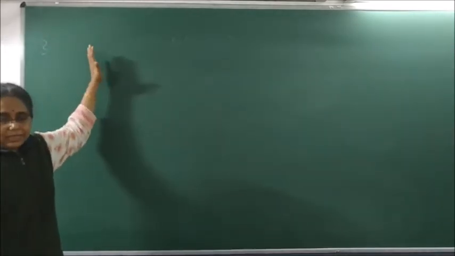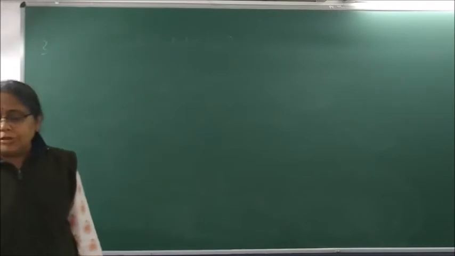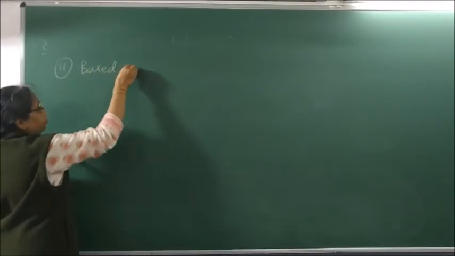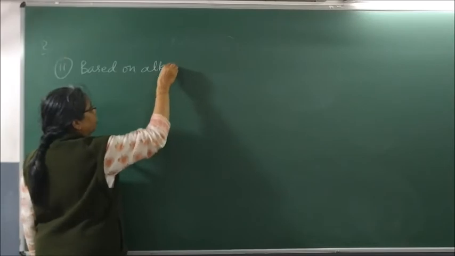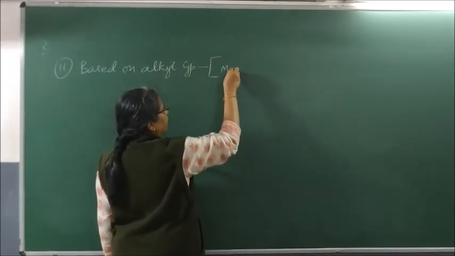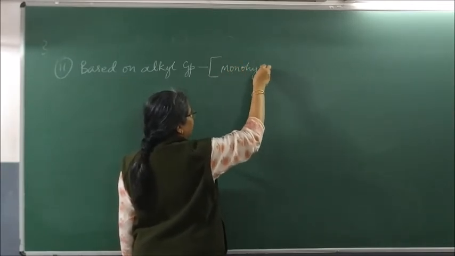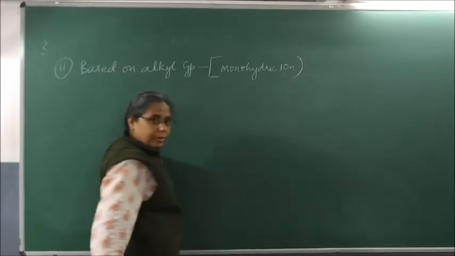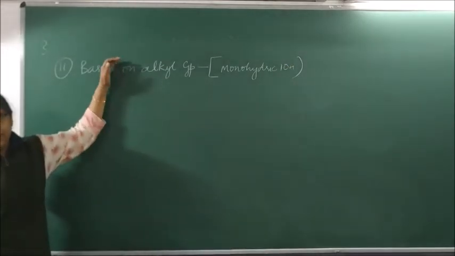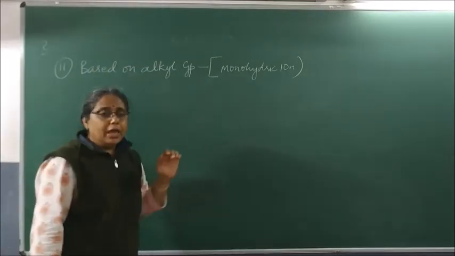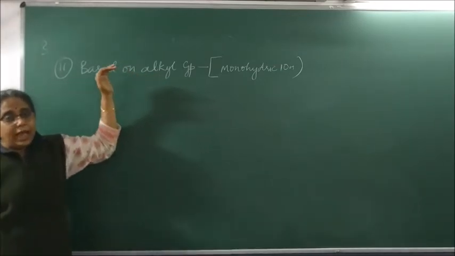So please write second classification, or class based on alkyl group. Let us finish off aliphatic alcohol first so that we don't have confusion. So, classification based on alkyl group. This is also a classification of what alcohol? Monohydric alcohols. There will be only how many OH groups? One OH group, but alkyl groups will keep on increasing. So the first one was classification based on OH group, and now we have classification based on alkyl group.